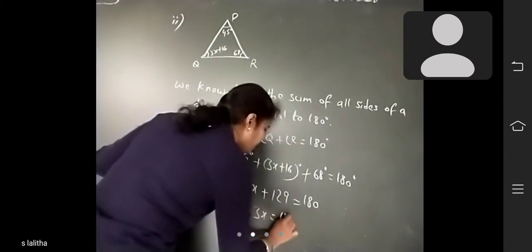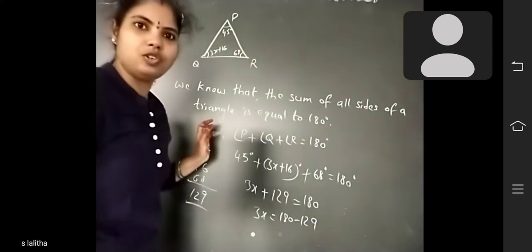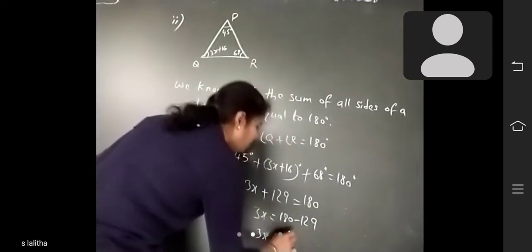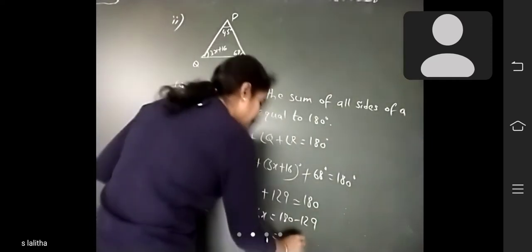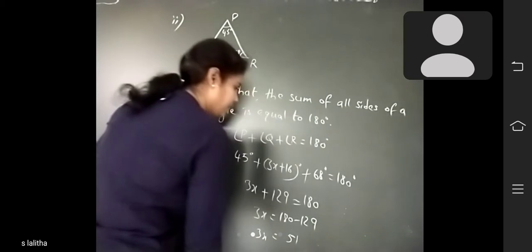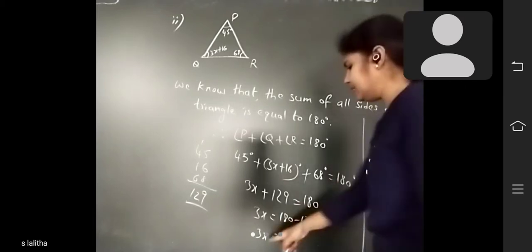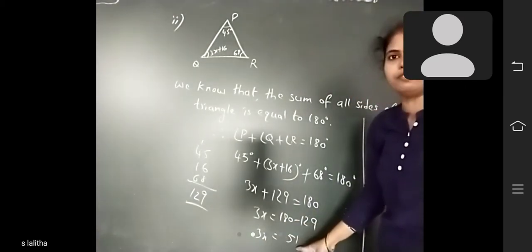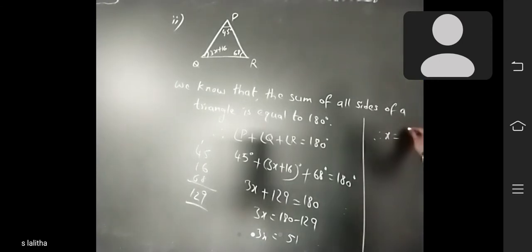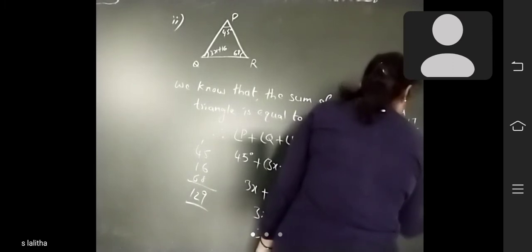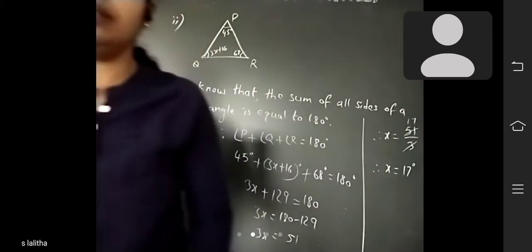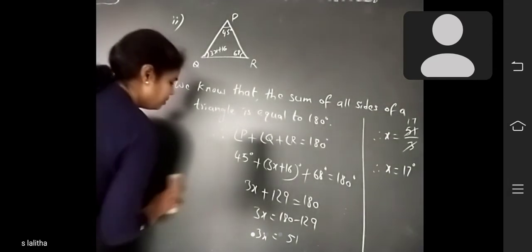3x equal to 180 minus 129. So 3x equal to how much? 180 minus 129 is 51 degrees. Now x equal to, here 3 is multiplied. If you transpose to the right hand side, what will become? Divide. So x is equal to 51 by 3. Three sevens 21, so x equal to 17 degrees. Okay, children? Did you understand that? Come on, write.